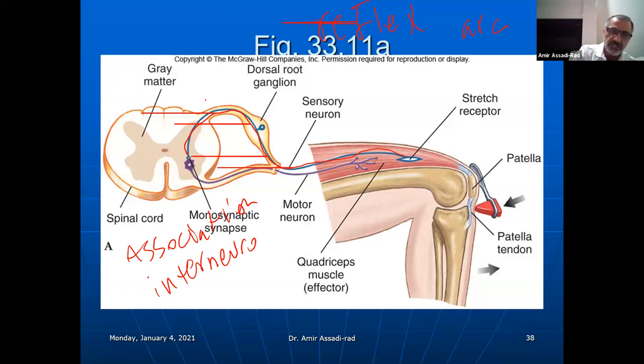Then from the association neuron, or interneuron, the action potential goes into the motor neuron. The motor neuron always ends up in the muscles. So the motor neuron now is the postsynaptic neuron. The association neuron now is a presynaptic neuron. It was postsynaptic, but now it's presynaptic. I hope I'm making some sense.